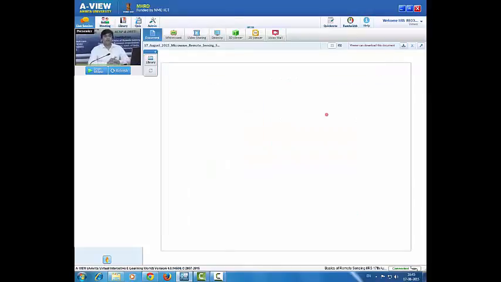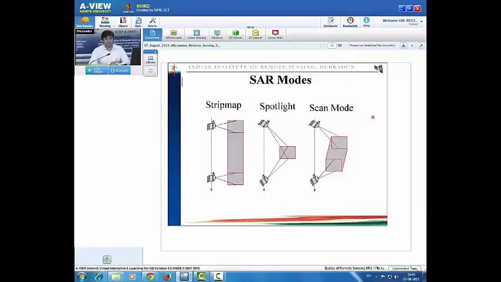Now there are different modes of SAR data acquisition: strip map mode, spotlight mode, and scan mode. In strip map mode, one complete strip is covered by the sensor, and resolution will be moderate, and the sensor will be fixed parallel to the azimuth direction.